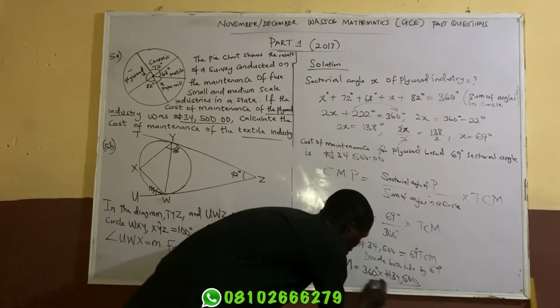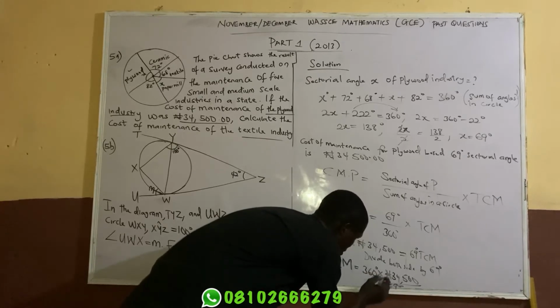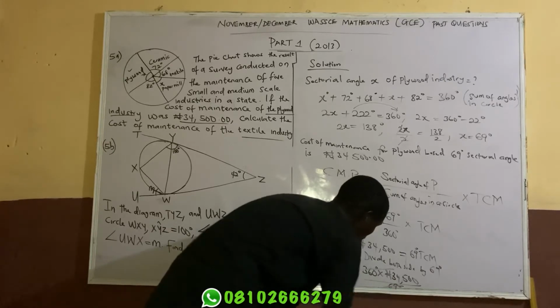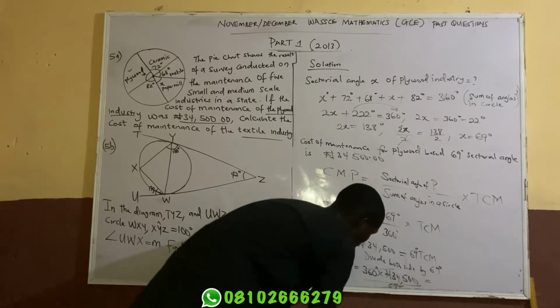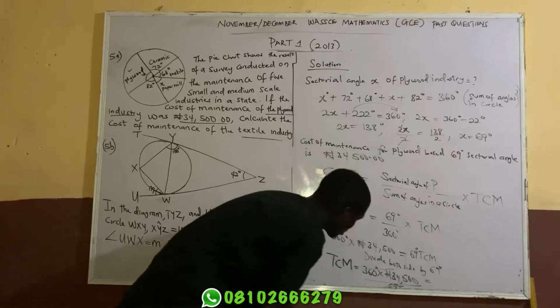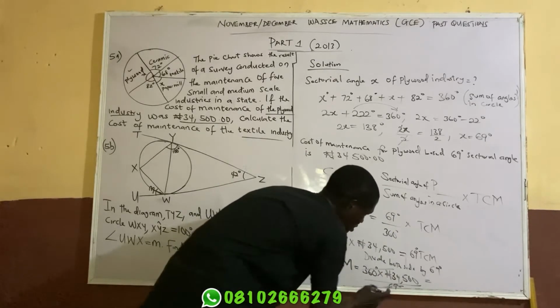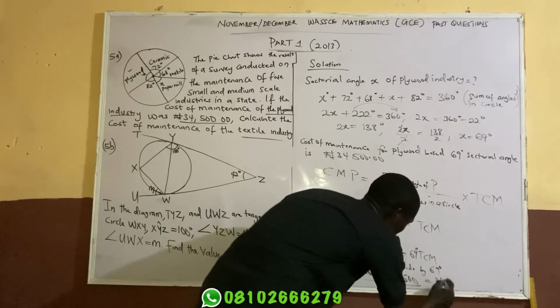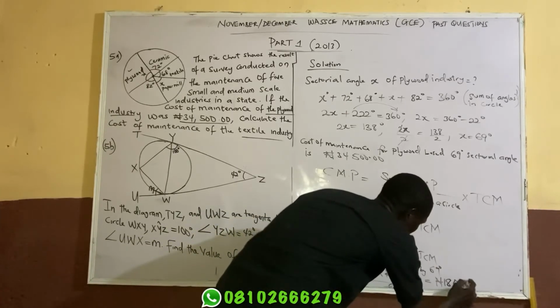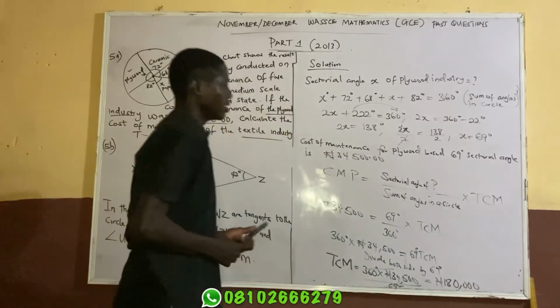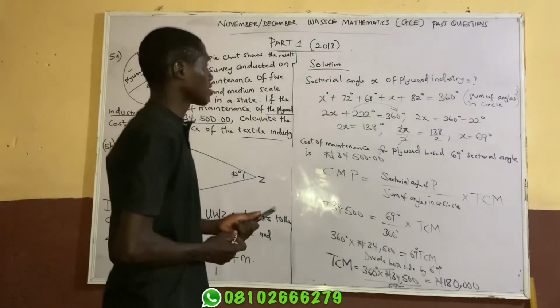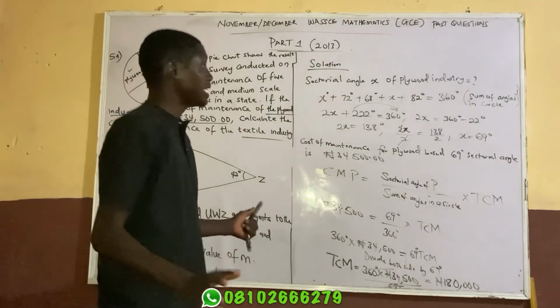34,500 all over 69 degrees. Or you cancel this one now. Everything that you have left here is what? Cancel this one and press the calculator. 360 degrees times 34,500 over 69 will give you 180,000. So that is the total cost of maintenance, the total cost of maintaining all the 5 industries.